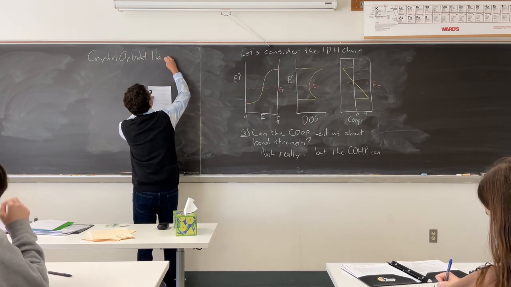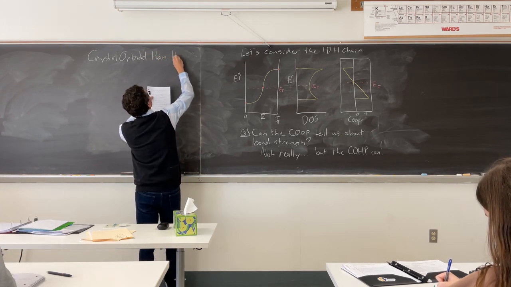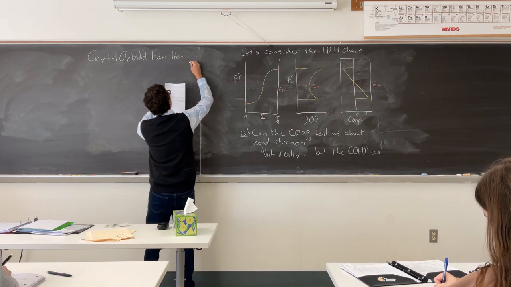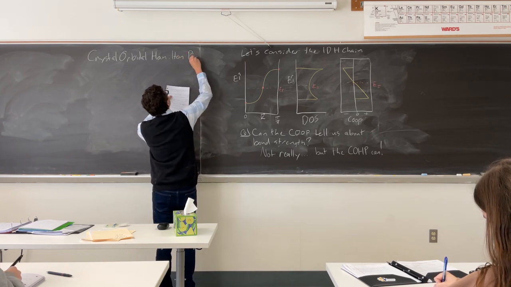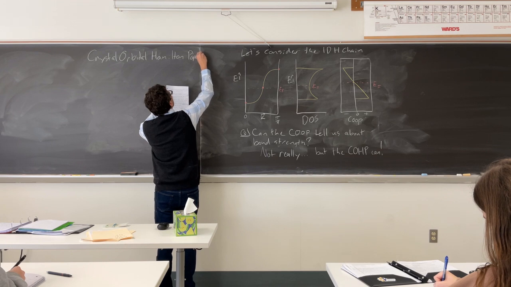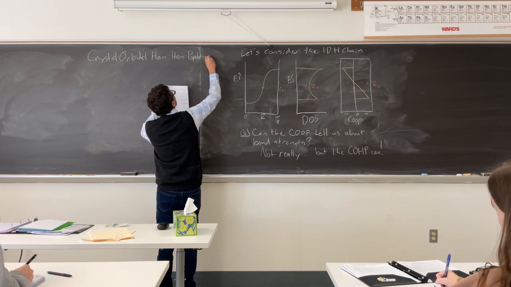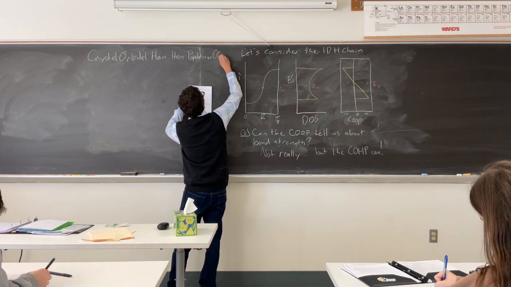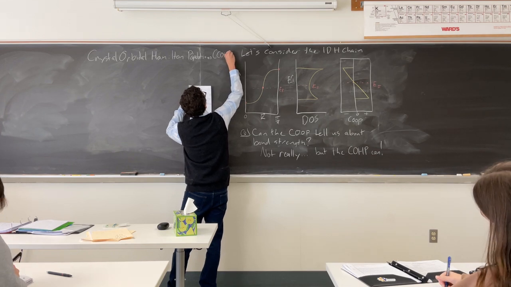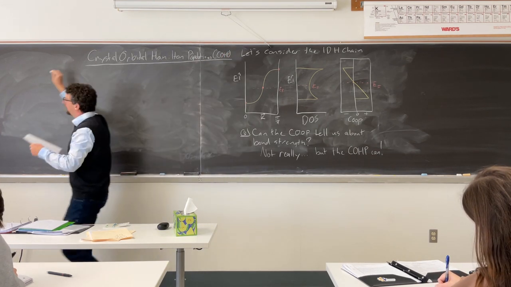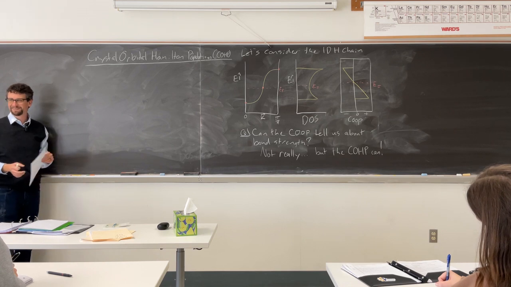So COHP stands for crystal orbital Hamilton populations. Yep, Hamilton. Not Hamiltonian, Hamilton.